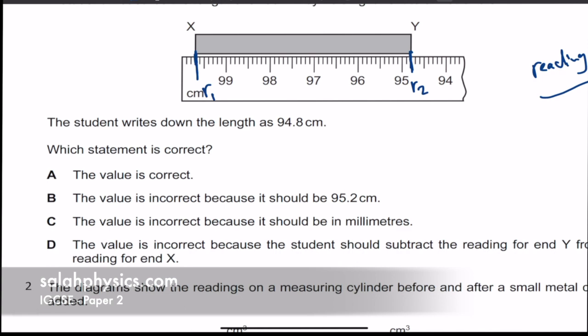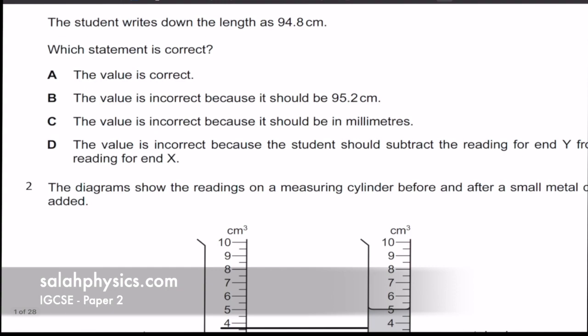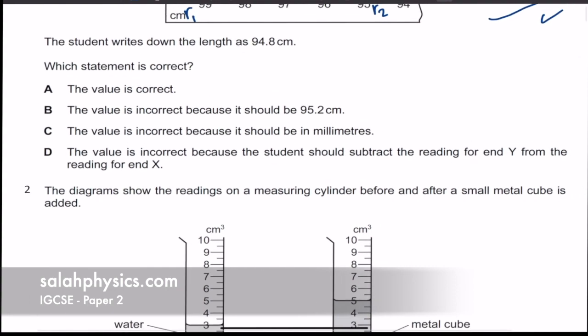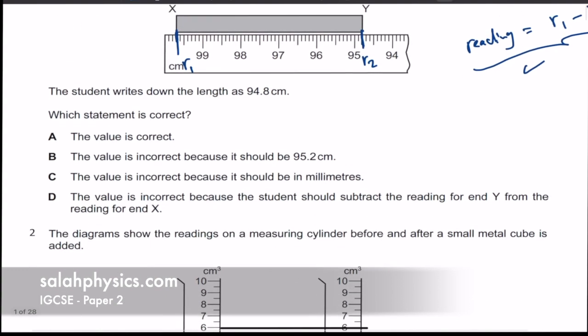The value is incorrect because it should be 95.2. Even 95.2, it's not the right answer because I did not start from 0. So the value is incorrect because it should be in millimeter. Actually, the measuring unit here is not a problem once you read it in a correct way, but still the reading is supposed to be in centimeter, not in millimeter. So again, C is wrong. D here, the value is incorrect because the student should subtract the reading for end X from the reading for end Y. And this is what we said, final reading minus initial reading. So the correct answer here is supposed to be D.